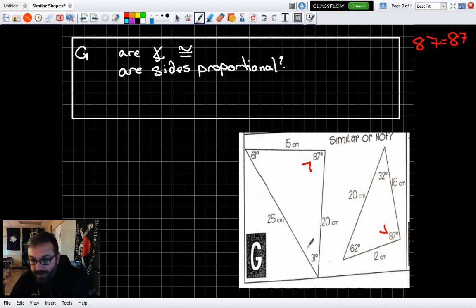Biggest triangle, littlest angle, 31. Littlest angle, littlest triangle, they're not congruent. 31 does not equal 32. The angles are not congruent. Because the angles are not congruent, does it matter if the sides are proportional? It doesn't. Even if the sides are proportional, the shapes will not be similar because the angles aren't. So it doesn't work.